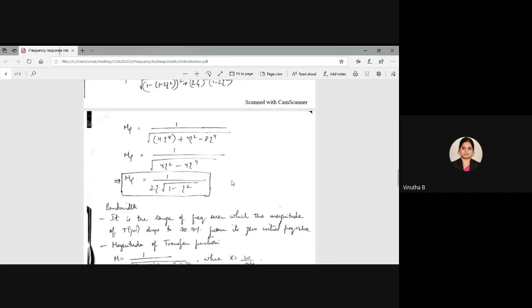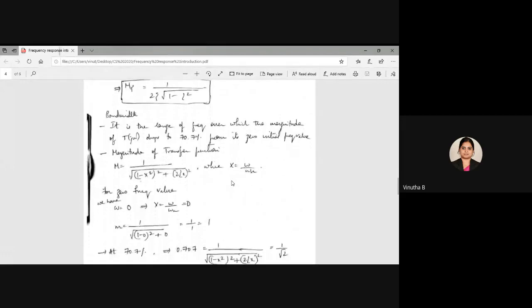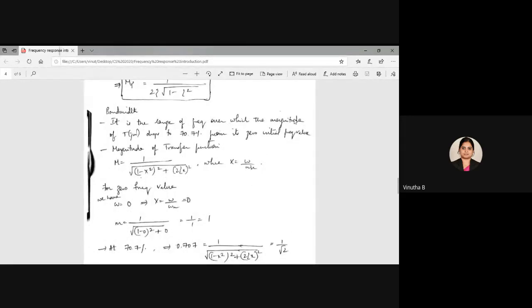Next is the bandwidth. So what is the bandwidth? It is the range of frequencies over which the magnitude of P of j omega drops to 70.7% from its zero frequency value. So we had studied about the zero initial value or true value when we studied about the time domain specifications. So it is same here as well. So you just have to see the point where it drops to 70.7% from its zero frequency value.